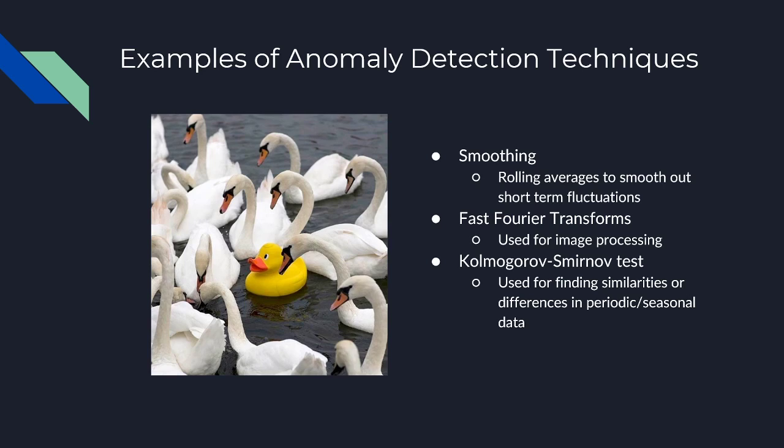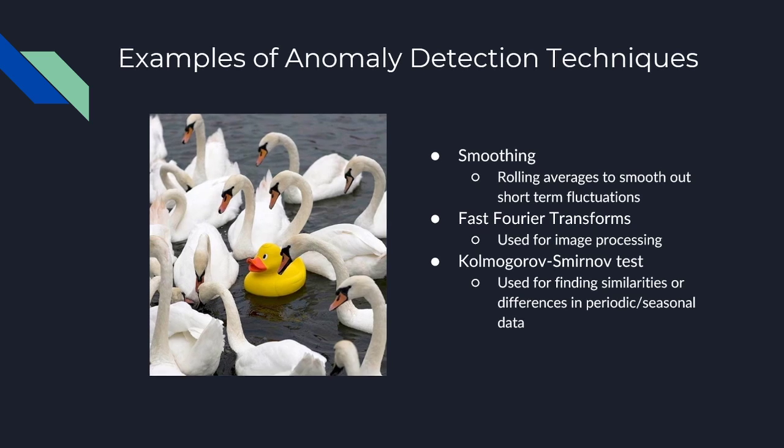A second technique we'll look at is called fast Fourier transforms, which is used for image processing. Then the third technique, which we kind of touched on earlier, revolves around the processing of periodical and seasonal data, and then finding the similarities within. This technique is called the Kolmogorov-Smirnov filter. So now on to the conclusion.